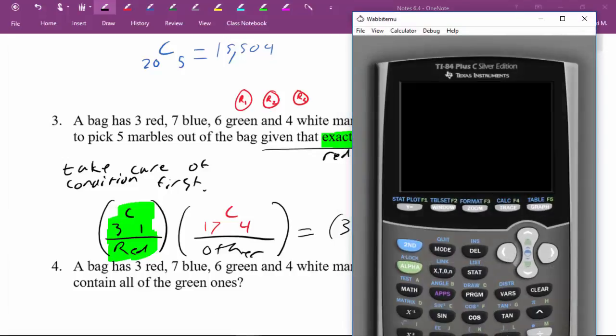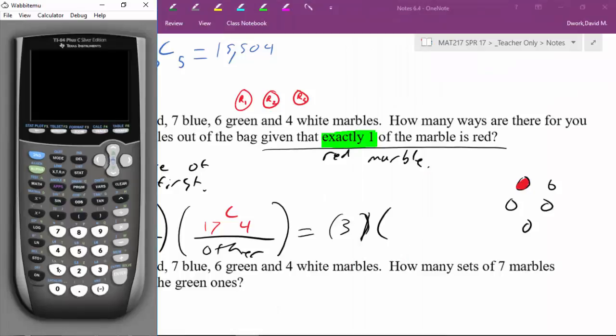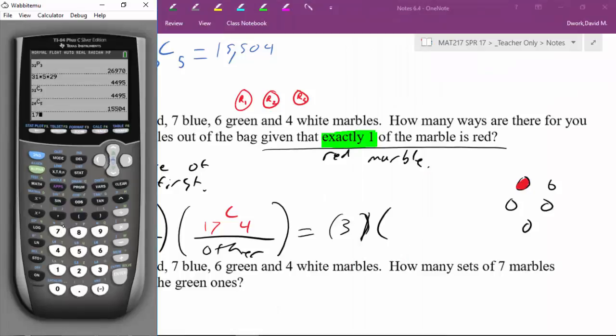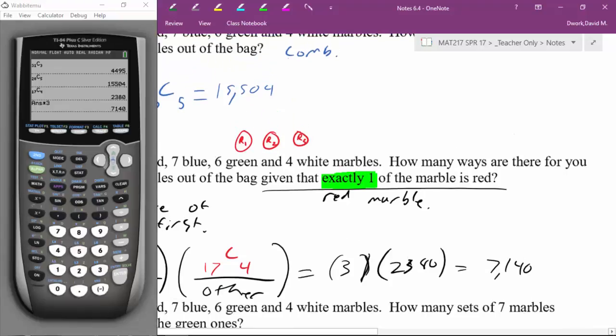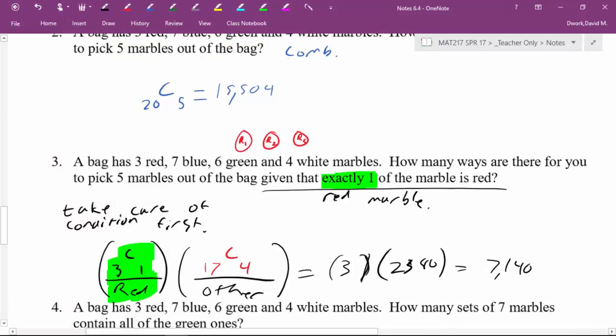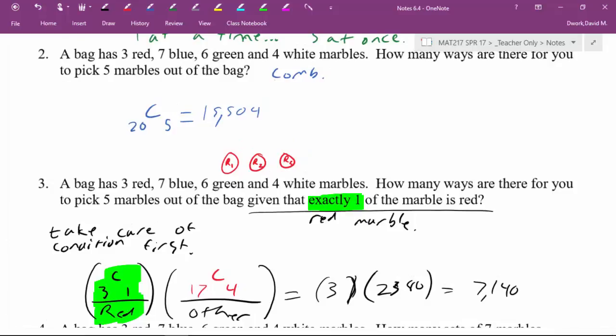Logic's not going to help me there. We're actually going to have to use our handy dandy calculator. So here we go. 17, arrow over to probability, nCr, 17 choose 4. That gives us 2,380. And that gives us a total of times 3, 7,140.